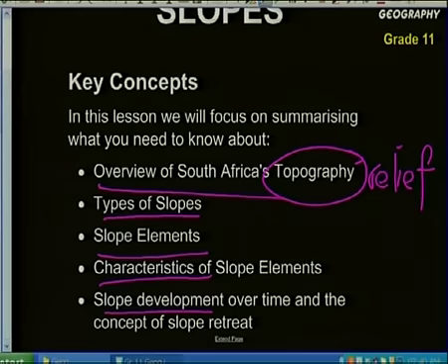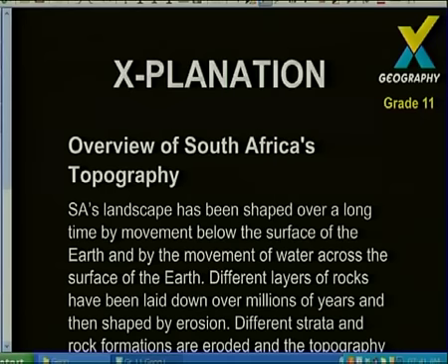And lastly, we'll look at slope development over time and the concept of slope retreat. Remember from previous lessons, slope retreat can also be regarded as back wasting. Here we will be looking at the various different theories that have been postulated in order to better understand the slopes and relief in South African landscapes. Let's start off with the topography of South Africa, and in understanding this, we will look at the overview of South Africa's topography. Remember the following key components.